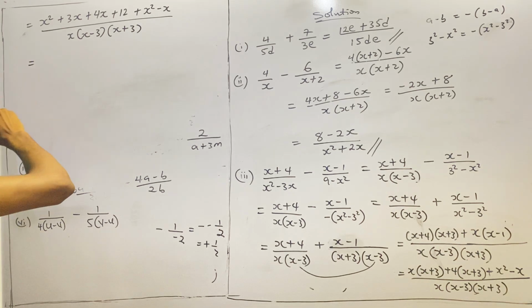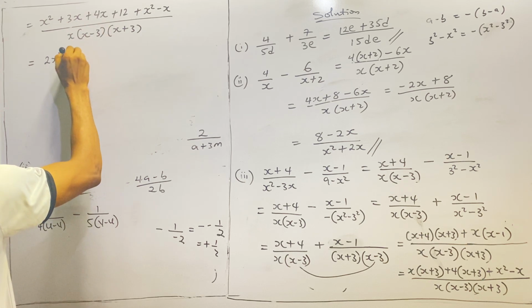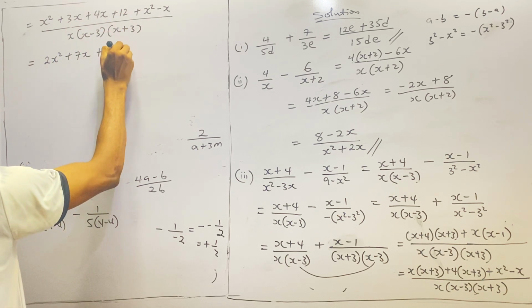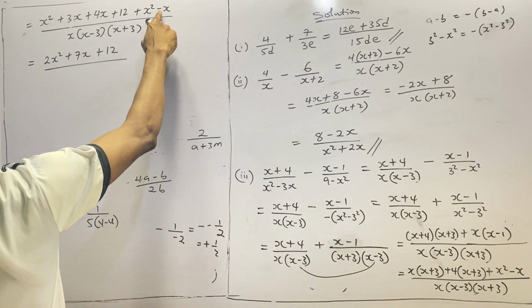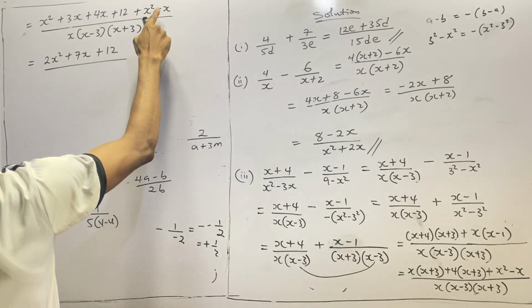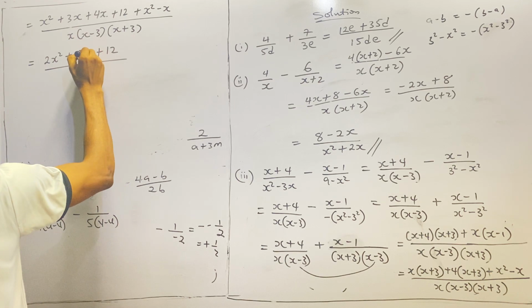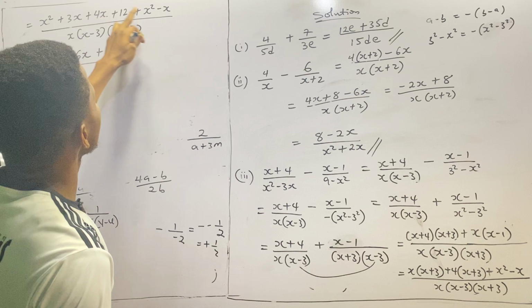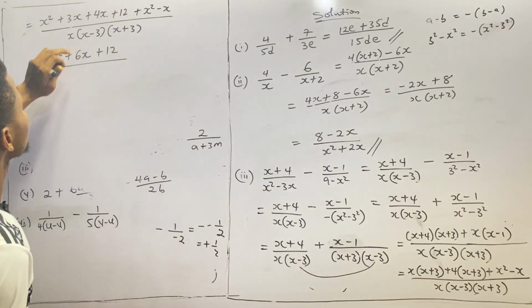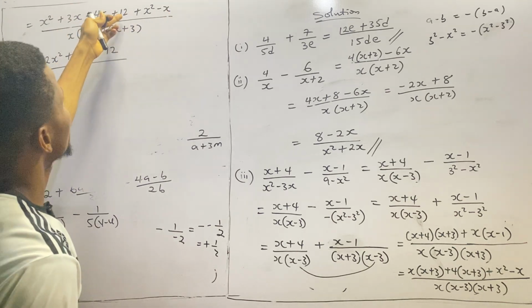So if we simplify further, x squared plus x squared is 2x squared. 3x plus 4x is 7x. Then plus 12, all over. No, before we forget, this is minus x, right? 7x minus x. So this is supposed to be 6x, all right? It's supposed to be 6x because 4x minus x is 3x, 3x plus 3x is 6x. So anyway, we have plus 4.